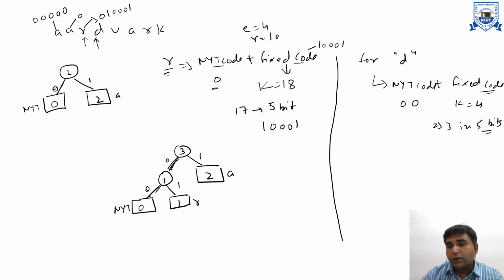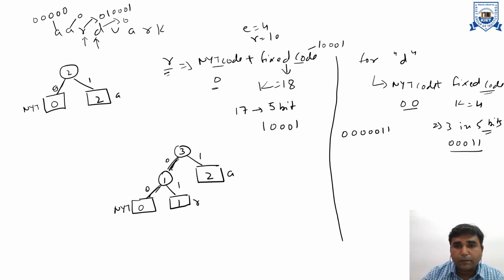If we encode the 3 in 5 bits in binary representation, we will get 00011. So the final code for D will be 00, this 00, and this 00011. So finally the code for D will be 5 times 0, 1 2 3 4 5 times 0, double 1. Okay, now update this tree.